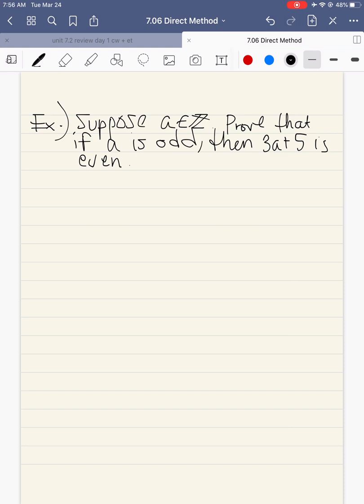So we have an if-then statement here. The way that we prove an if-then statement is we start with, or we assume, the if part. So it's saying if a is odd. Okay, so let's assume a is odd. Then we prove the then half of the statement.